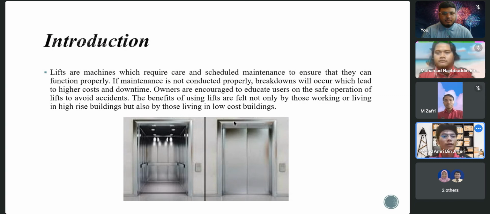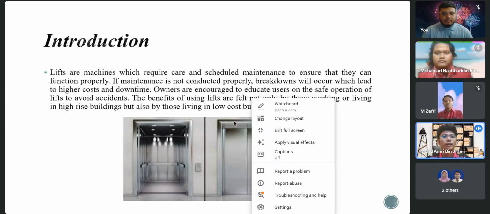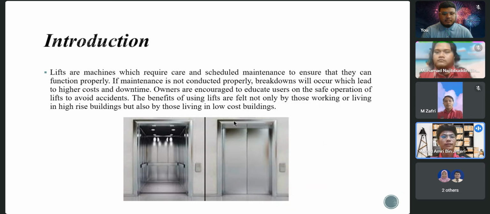Lifts are machines which require care and scheduled maintenance to ensure that they can function properly. If maintenance is not conducted properly, breakdowns will occur, which lead to higher costs and downtime. Owners are encouraged to educate users on the safe operation of lifts to avoid accidents. The benefits of using lifts are felt not only by those working or living in high-rise buildings, but also by those living in low-cost buildings.